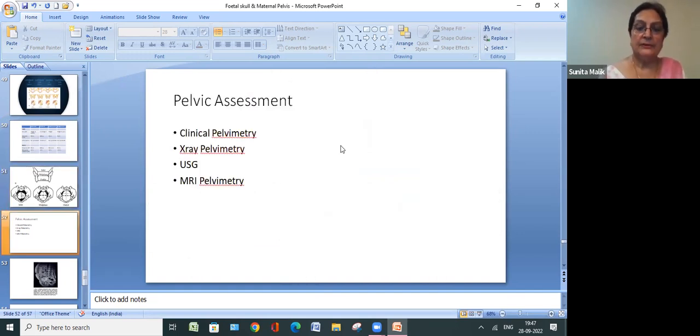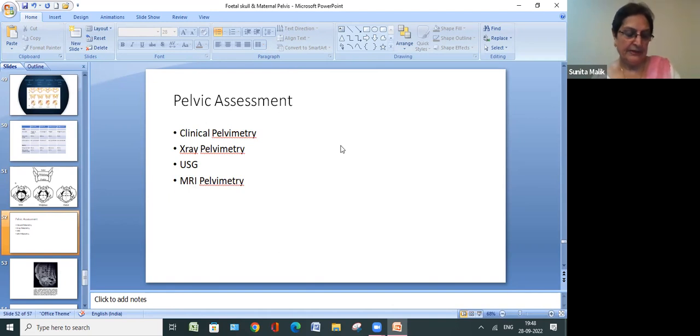Now coming on to the pelvic assessment. How do we assess the pelvis? This is very important. Clinical pelvimetry, X-ray pelvimetry, ultrasound, which tells you more about the fetal skull and the fetal diameters, and MRI. These are the 4 ways by which we can do the pelvic assessment. And most of the time, as you must have done, we do the clinical pelvimetry.